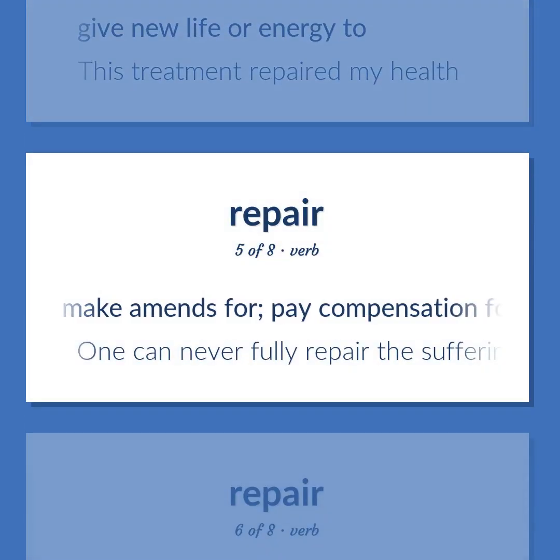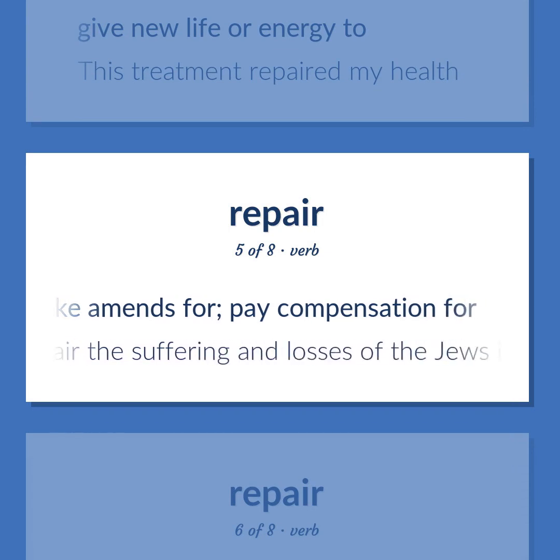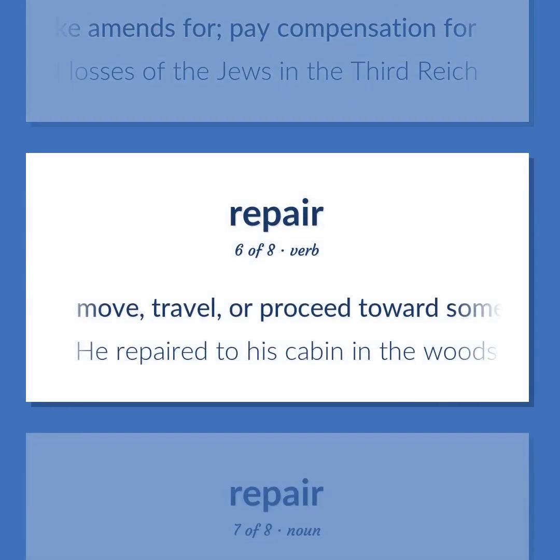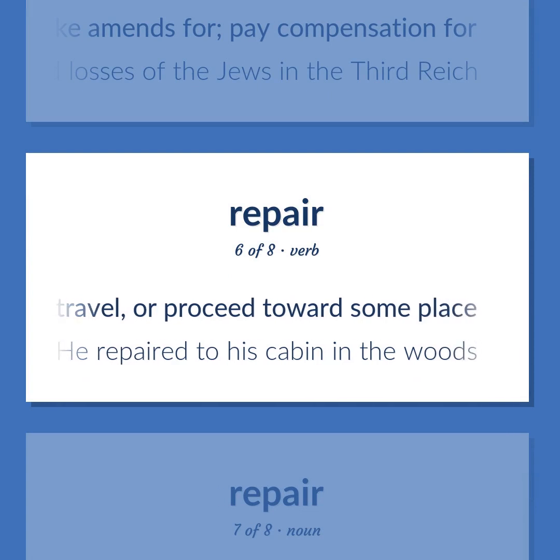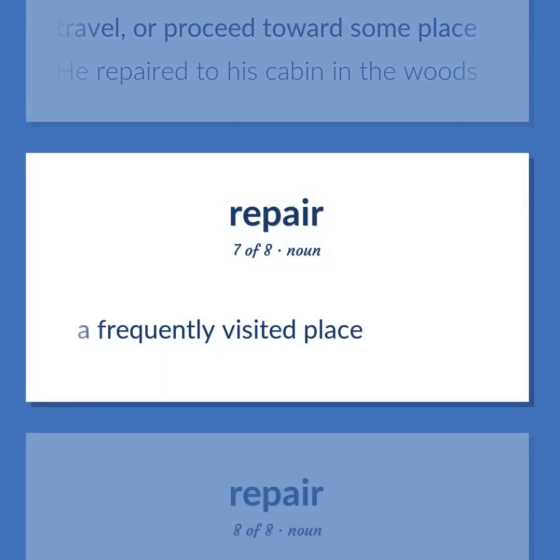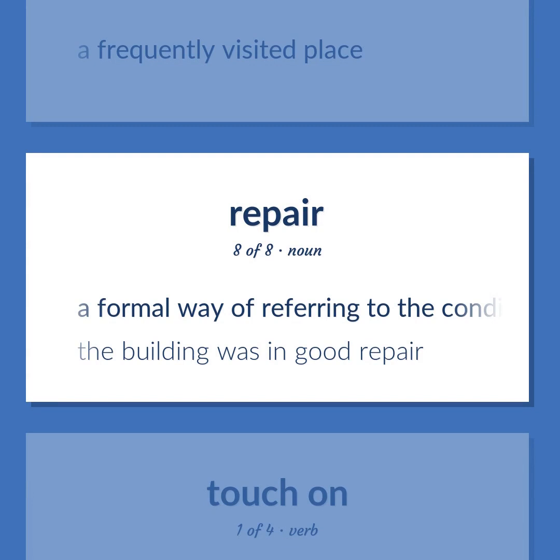Make amends for, pay compensation for. One can never fully repair the suffering and losses of the Jews in the Third Reich. Move, travel, or proceed toward some place. He repaired to his cabin in the woods. A frequently visited place. A formal way of referring to the condition of something. The building was in good repair.